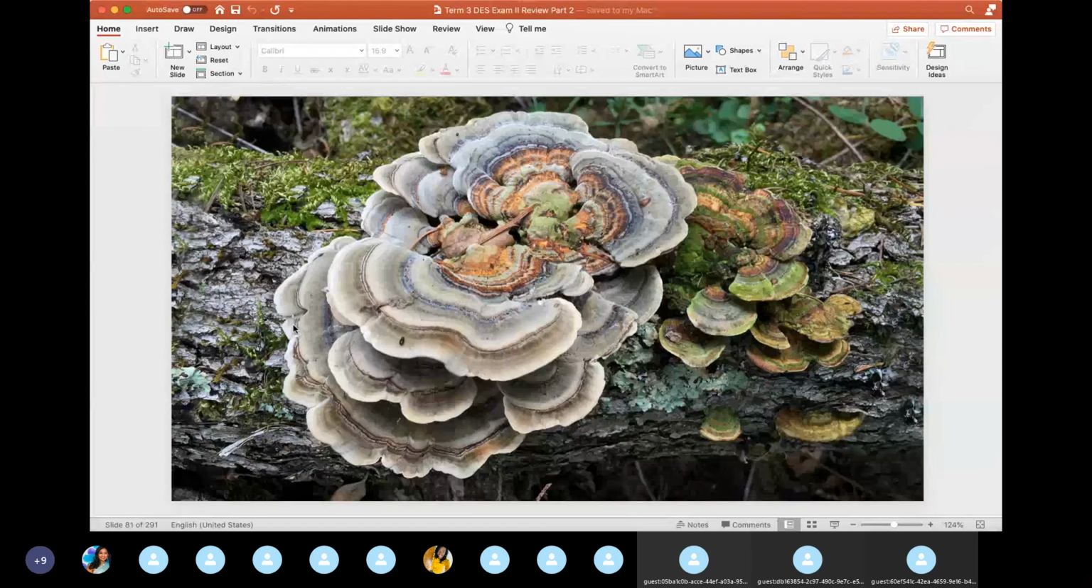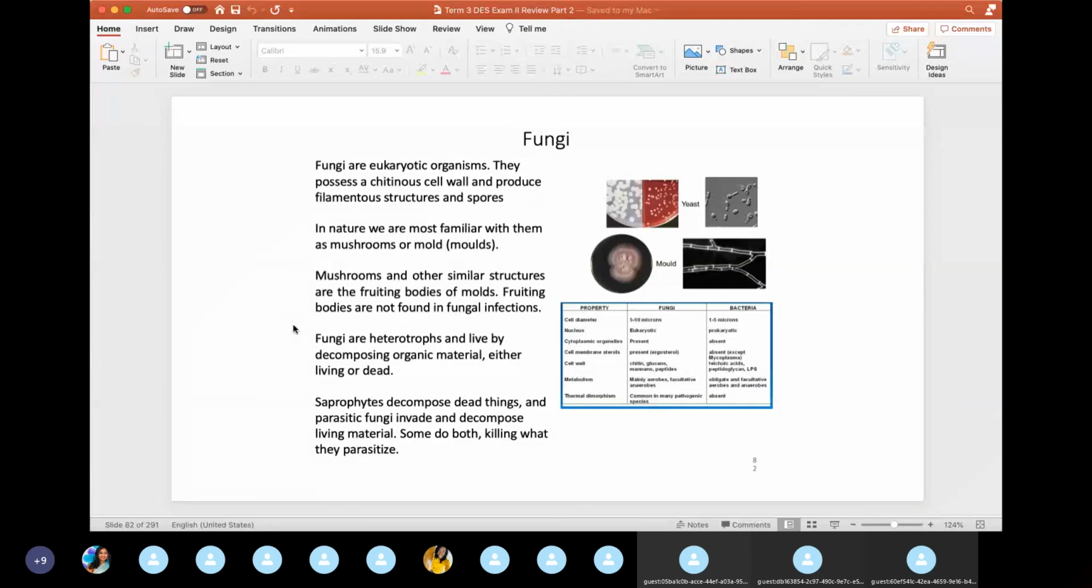Fungi. They're eukaryotic. Put a star here on this table. The difference between fungi and bacteria, remember the fungi, they have cytoplasmic organelles, in contrast with bacteria. Their membrane sterols are ergosterol, right? While bacteria don't have any membrane sterols, except for mycoplasma, which has teichoic acids. And metabolism for fungi, they are mainly aerobes, and they are common in many pathogenic species.